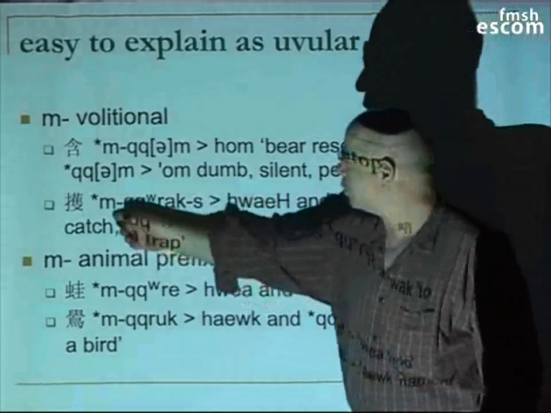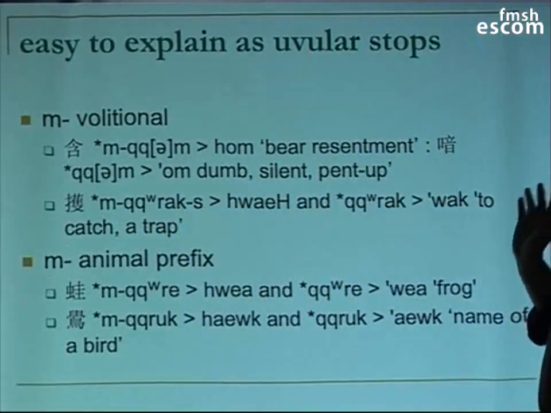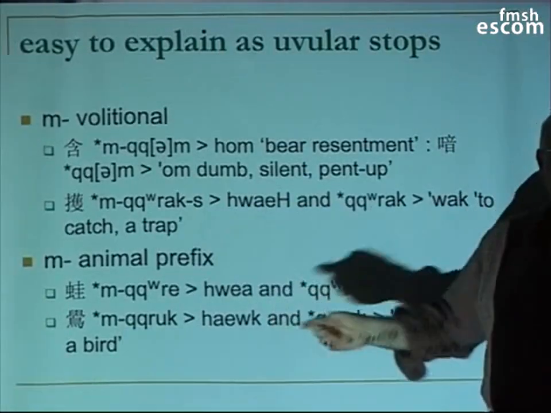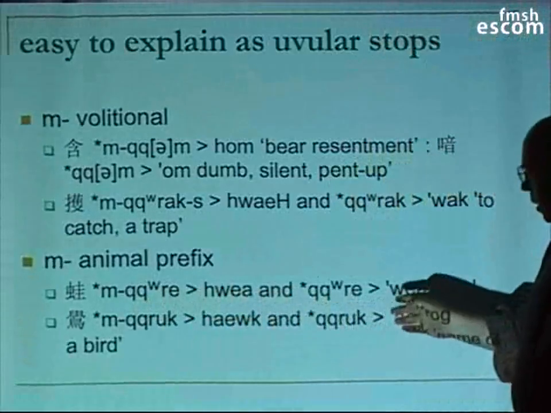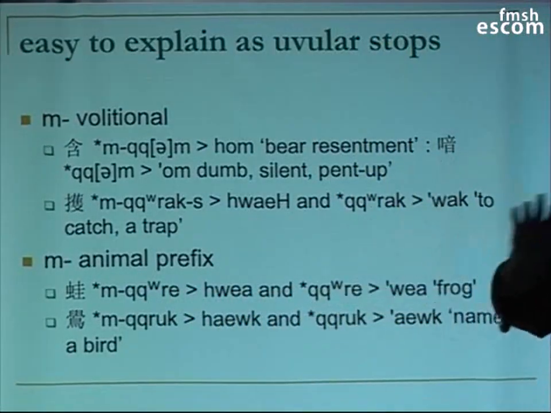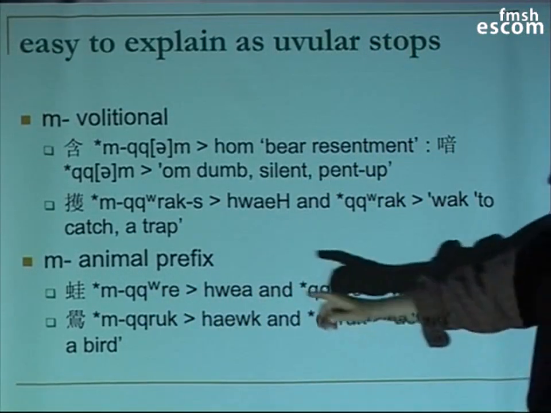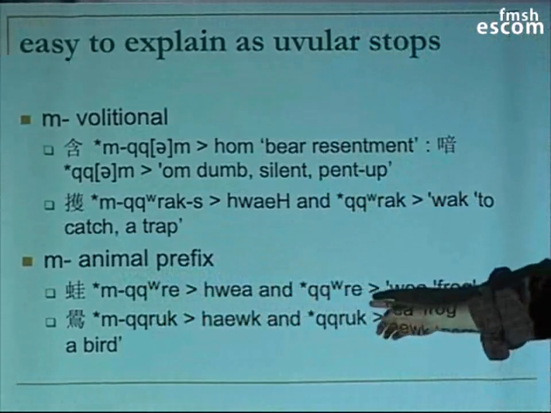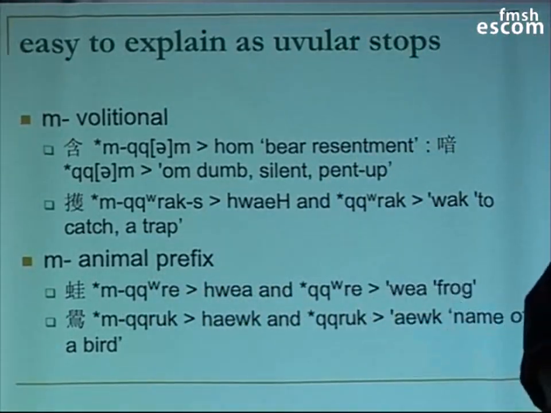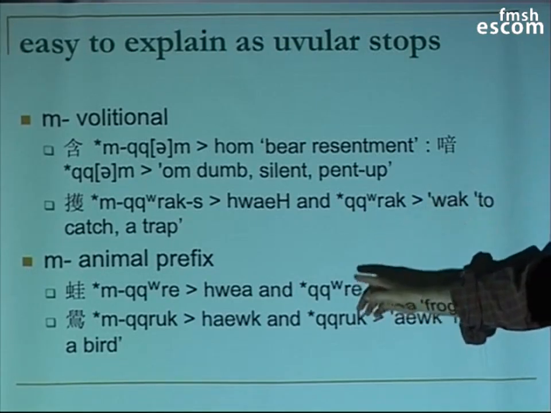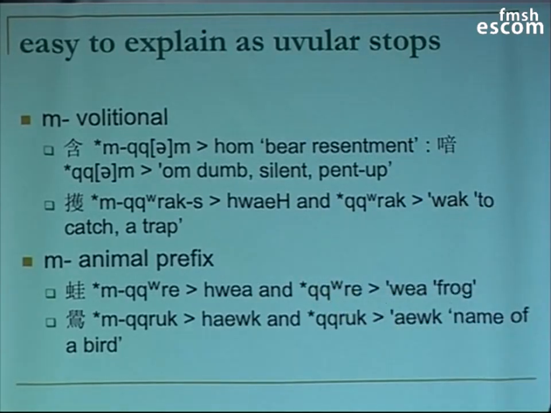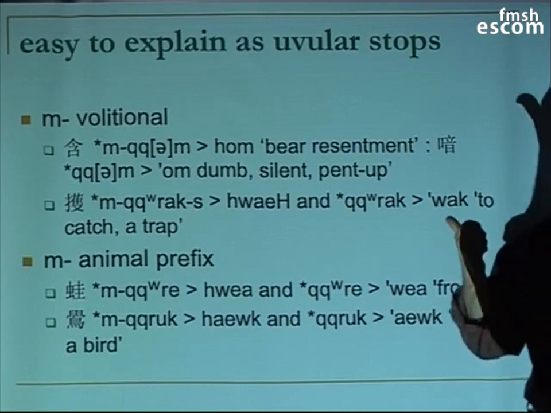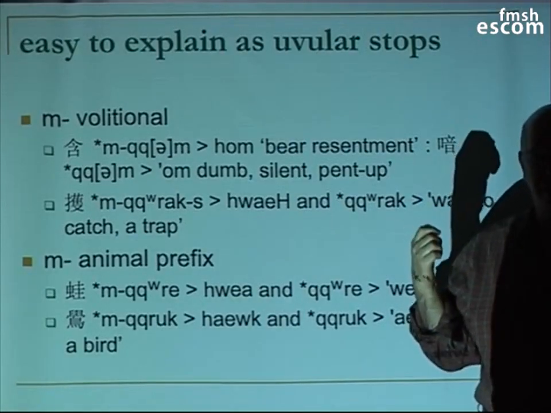Same thing here, you have a verb, so same kind of explanation. In these two cases, we have the M animal prefix, which will do the same job. It will voice a Q, and you will just have an alternation between two forms of the same word, one with the M prefix and the other without, right? And it's not iambic here because it would give something else. All right? Is that clear?